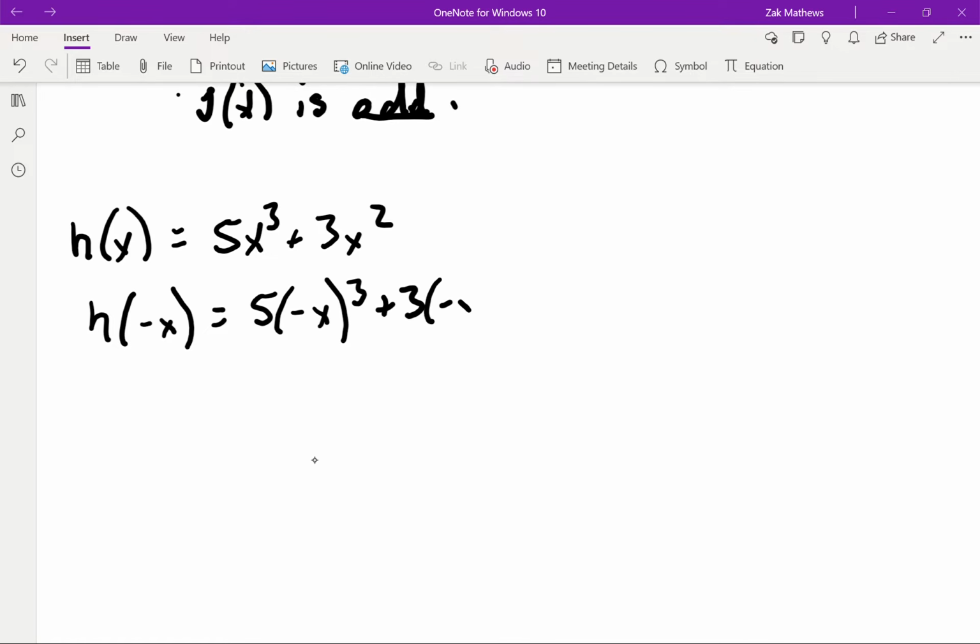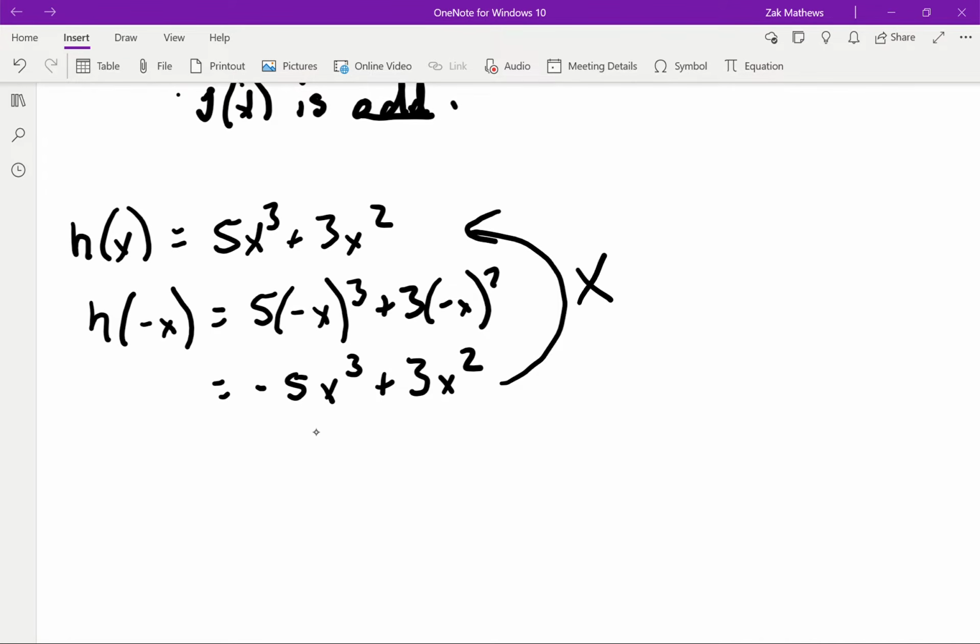And as we would expect, the negative changes signs. The odd changes signs. It becomes a negative, so we have a negative 5x cubed. The even retains the same sign. So if we compare that to the initial, they're not the same, and so it's definitely not even.